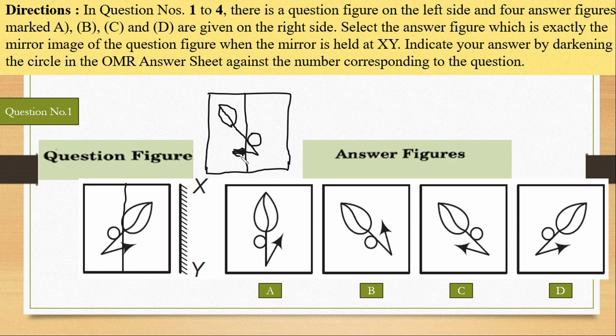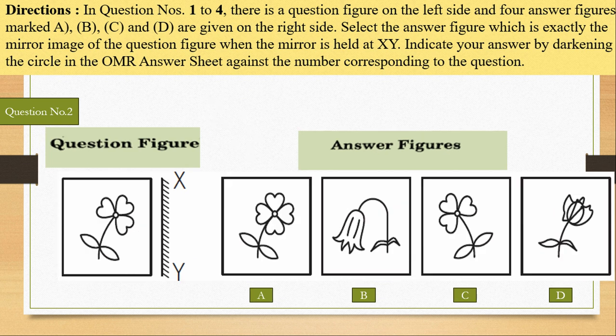The figure which is matching this is the right answer. As you can see here, this is wrong and this is also wrong, and this is closely appearing similar here. So D is totally wrong. The figure which is matching the mirror image is C, so C is the right answer. Let us move on to the next section.